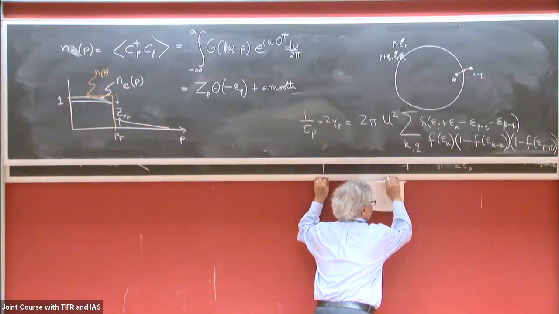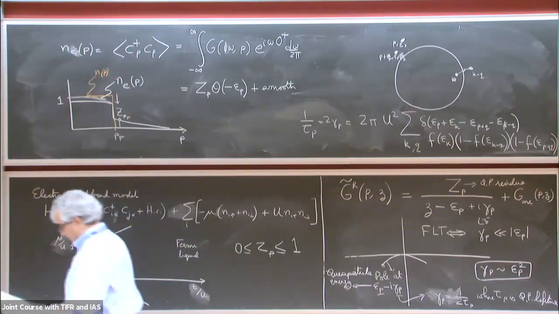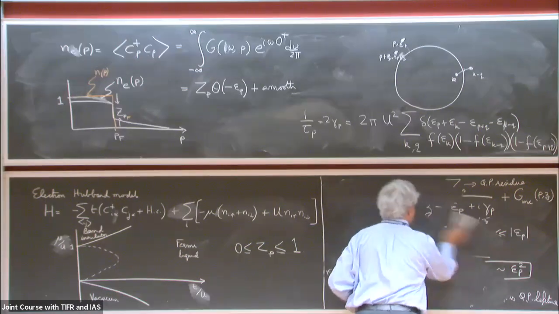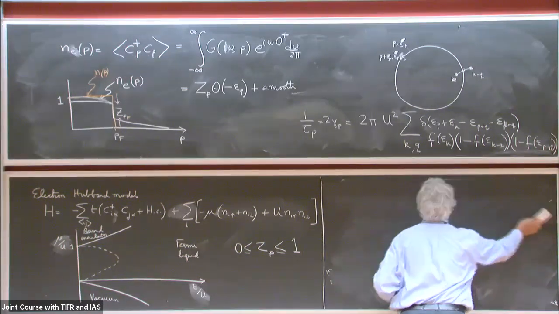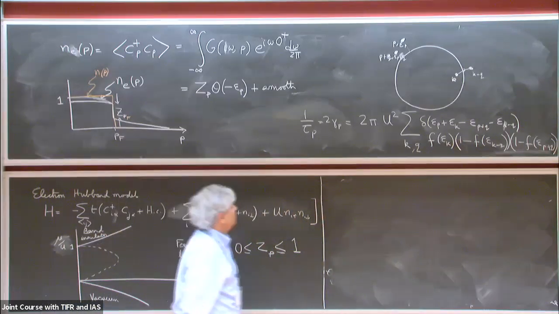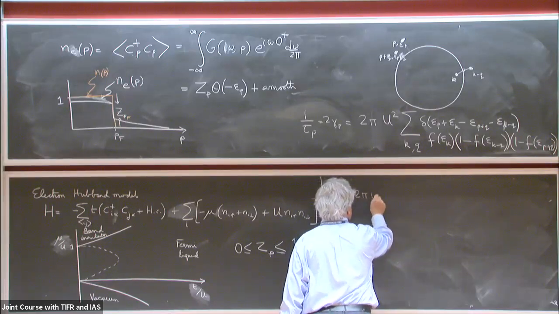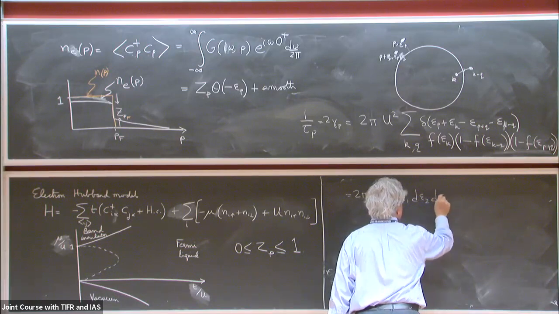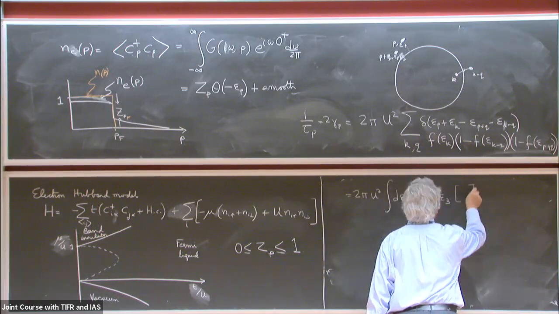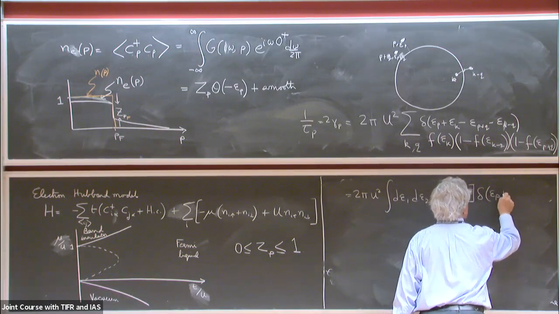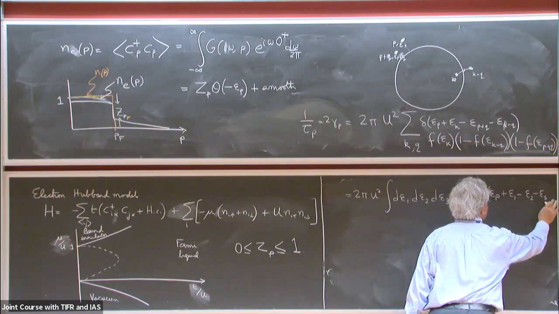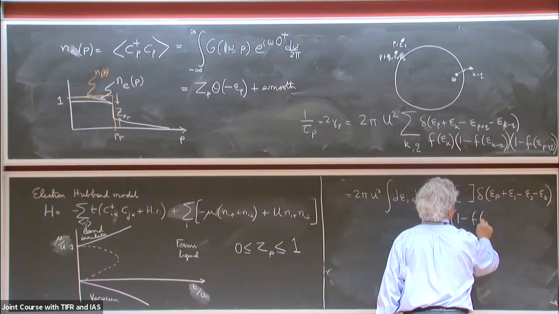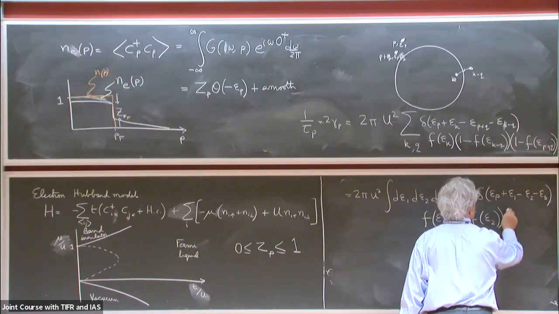And what do you find? Let me give you at least one intermediate step before I cheat. So I want to separate out the energy integrations and the momentum integrations. So I can write this as 2 pi u squared integral d e1 d e2 d e3 times some factor, which I will write out in a minute. So the delta of ep plus e1 minus e2 minus e3 times f of e1 times f of e2 times 1 minus f of e3.